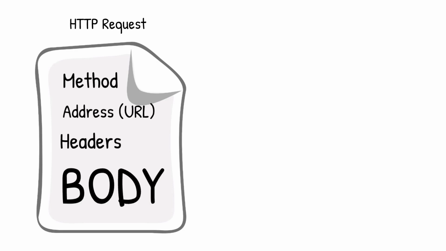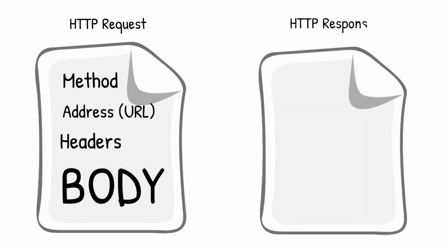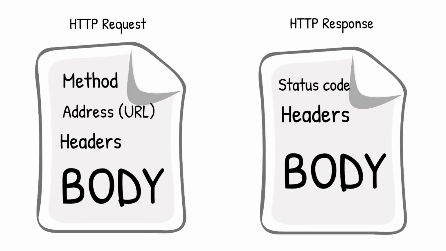So just to recap, a request consists of a URL, a method like get, post, put, and delete, a list of headers including like the user agent or content type, and the body, which contains some data. And again, the response contains a status code like 200 indicating that everything was okay, a list of headers, and a body.